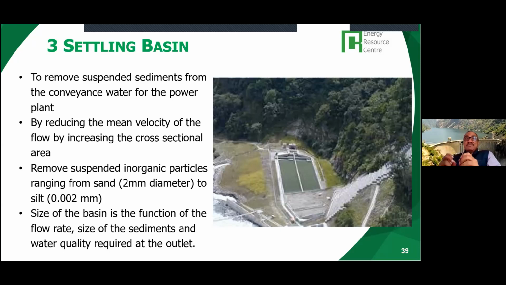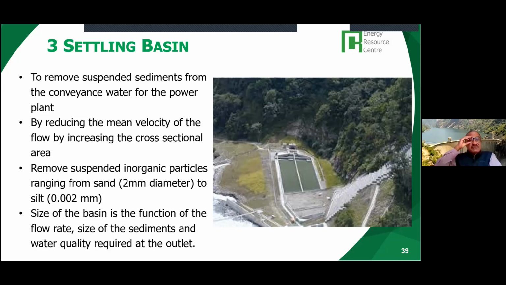Okay, and the basic principle of a settling basin is that it will reduce the velocity in the area by increasing the cross-sectional area. When the velocity decreases, the sediments of this size will not get transported, but will come to the bottom. Then the sediment deposits are flushed separately.